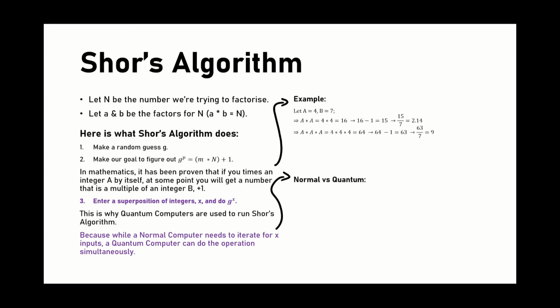So, an example between normal computers and quantum computers. For a normal computer, if you want to square an input, we can only input one value. However, with a quantum computer, we can input a superposition of values and have the operation do this simultaneously. So here's what Shor's algorithm does with this.